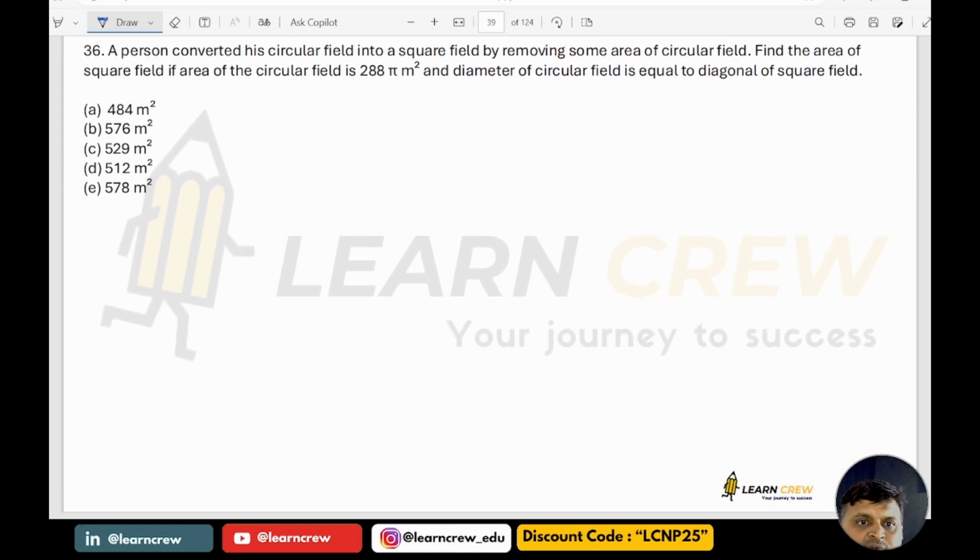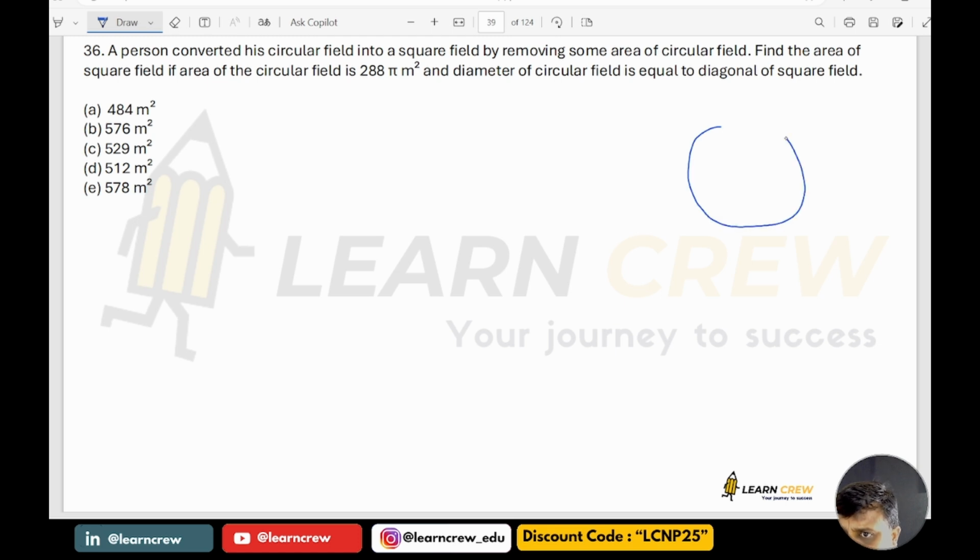A person converted his circular field into a square field by removing some area of the circular field. Find the area of the square field if the area of the circular field is 288π meter square, and the diameter of the circular field is equal to the diagonal of the square field.